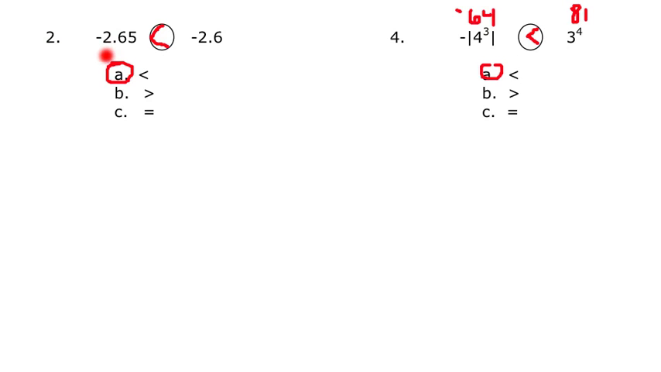For number 3, negative 2.65 is less than negative 2.6. And for number 4, this would be negative 64 is less than 81. So your answer is A.